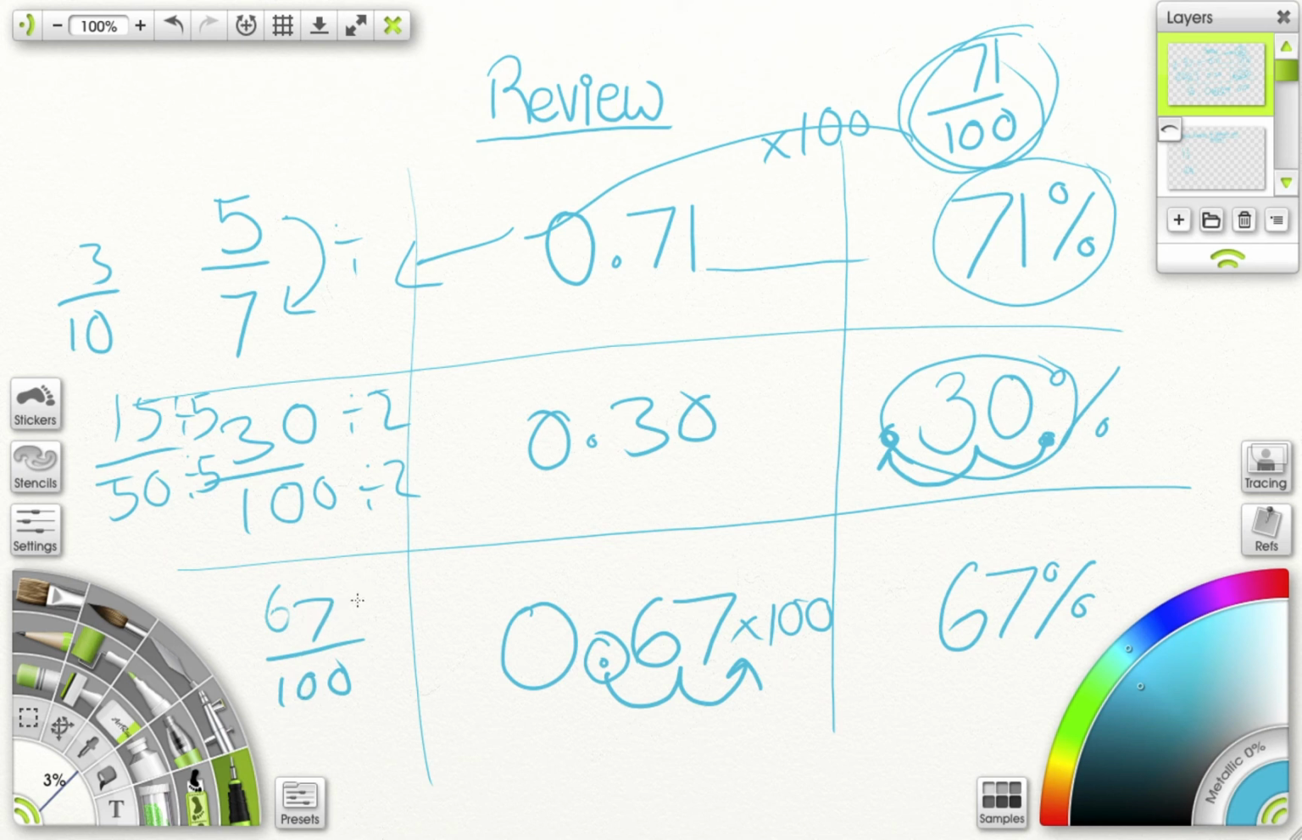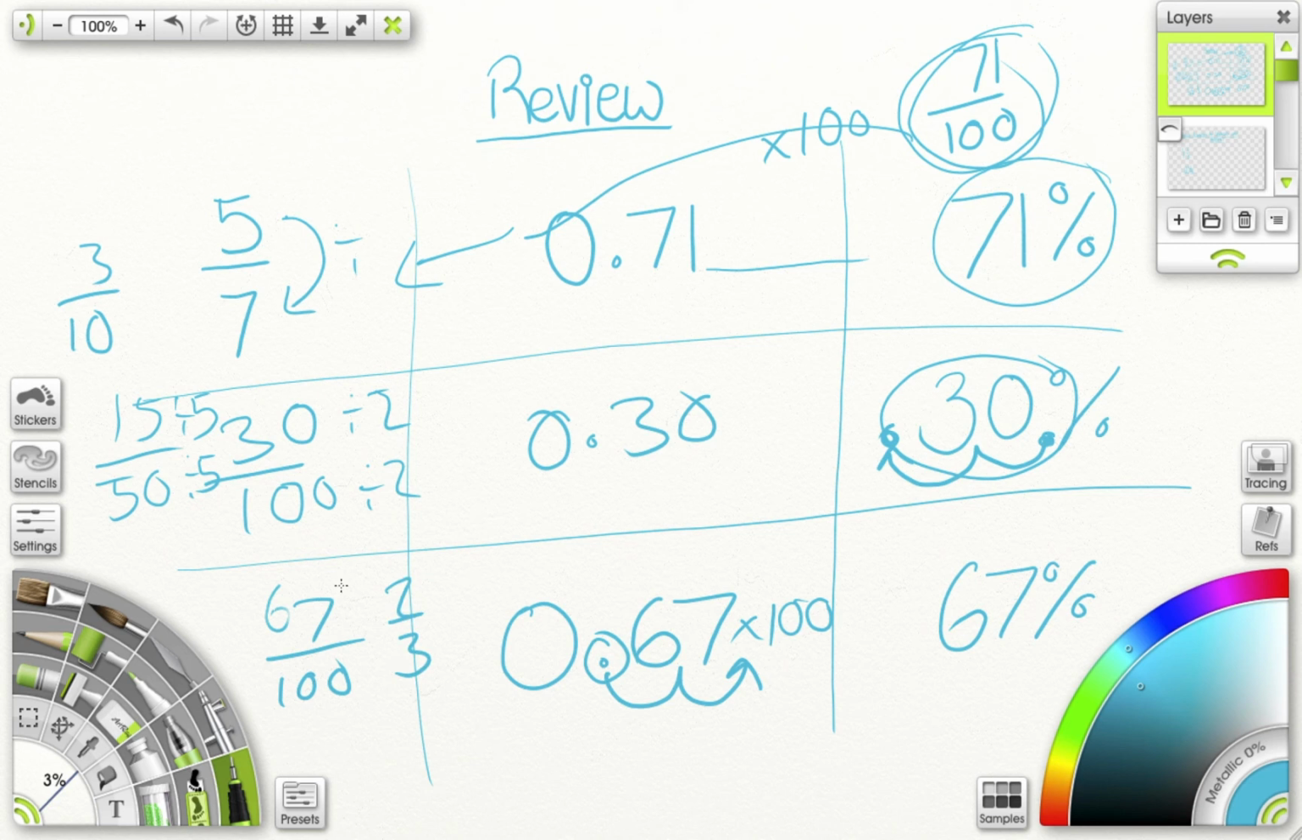However, the original fraction was 2 divided by 3, which gave me 0.6666667, and I rounded it to 0.67. So the actual original fraction was 2 over 3.